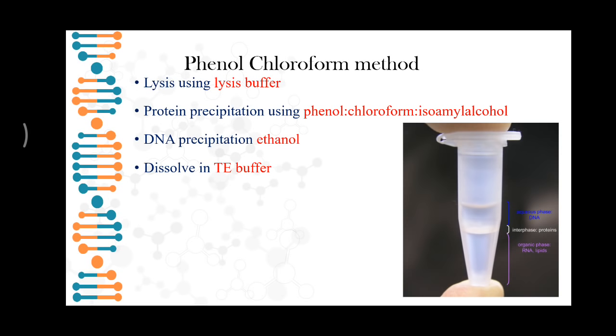The phenol chloroform method. As discussed, the lysis of cells using lysis buffer. Then the protein is precipitated using phenol chloroform isoamyl alcohol. Then the DNA is precipitated with ethanol. Finally, the DNA can be dissolved in TE buffer for further analysis.